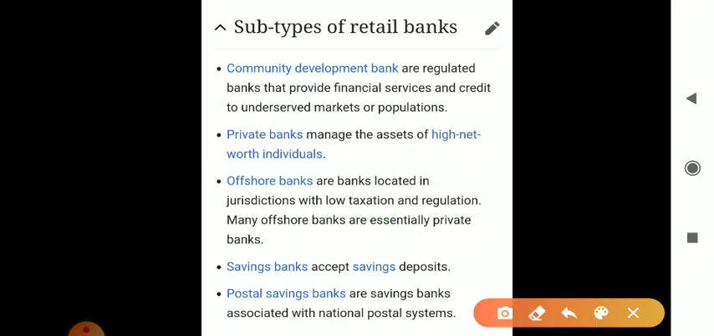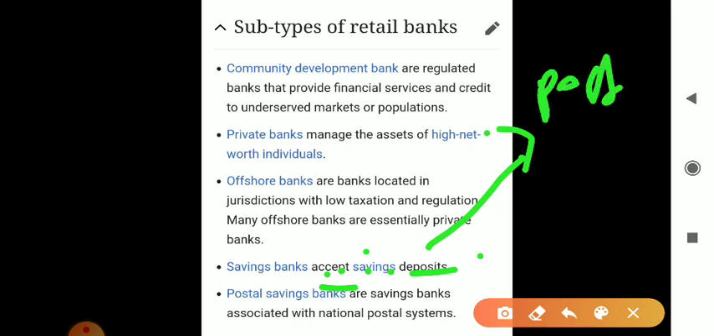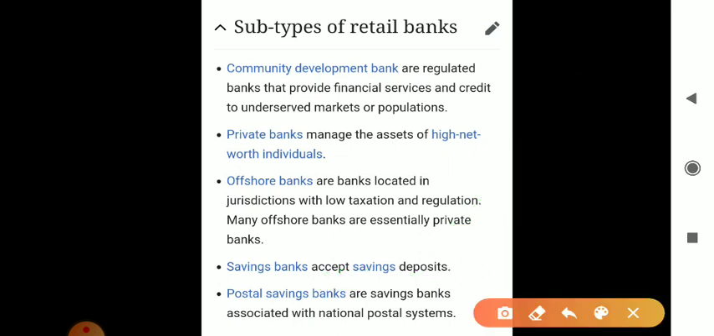Next is savings banks, which accept savings deposits. So any bank which is accepting savings deposits is a savings bank. Like the post office, that also acts as a savings bank, right? Any commercial banks accepting deposits are all savings banks irrespective of anything. Next, postal savings banks, as I told you, are savings banks associated with national postal systems. They also deal with individual customers, so that's also related to retail banking.